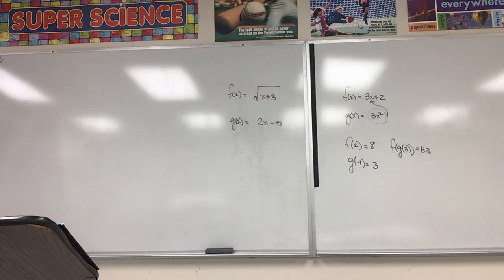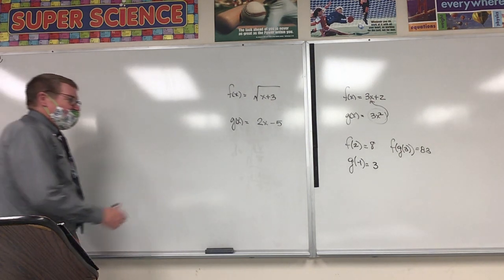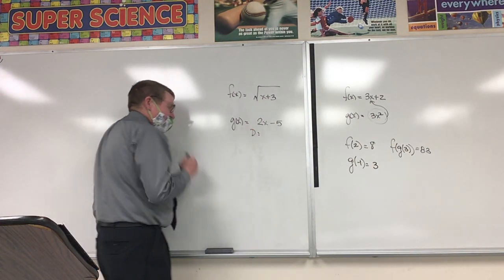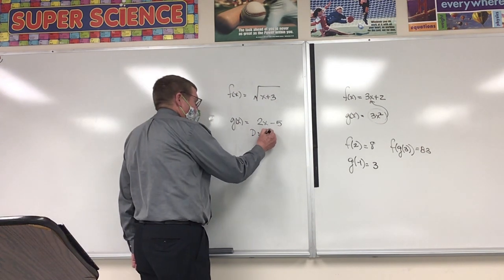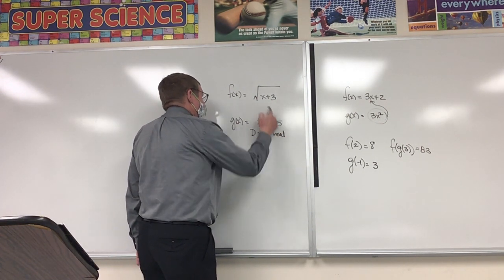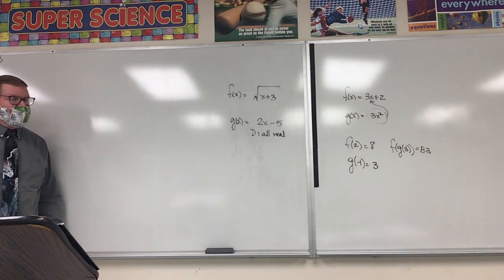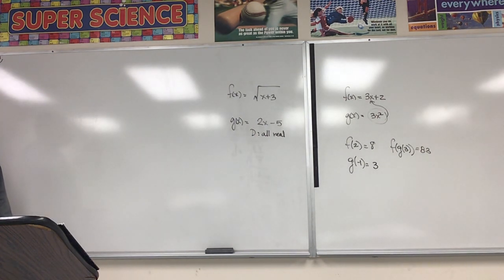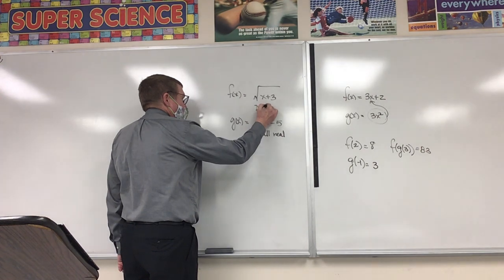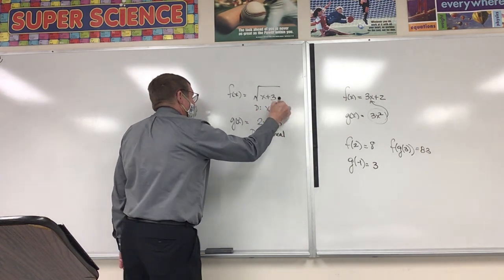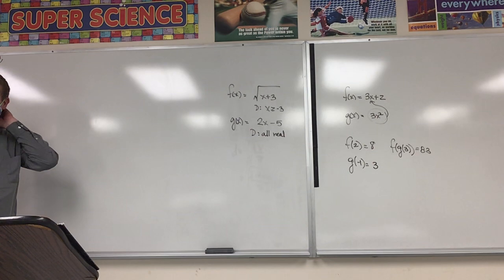Okay, so here are my functions. g(x) equals 2x minus 5. f(x) equals the square root of x plus 3. What's my domain here? 2x minus 5. All real numbers. What's my domain here? Greater than or equal to 0? Not quite. Greater than or equal to negative 3? Yes, greater than or equal to negative 3.